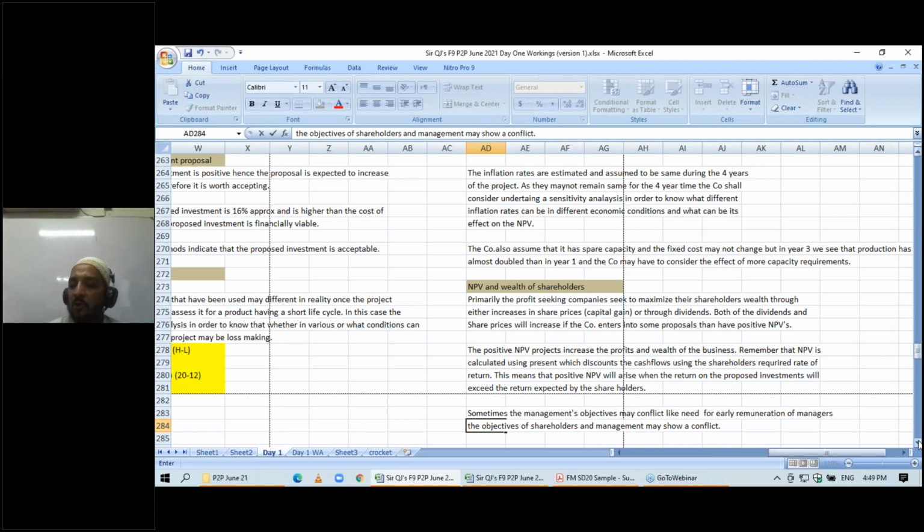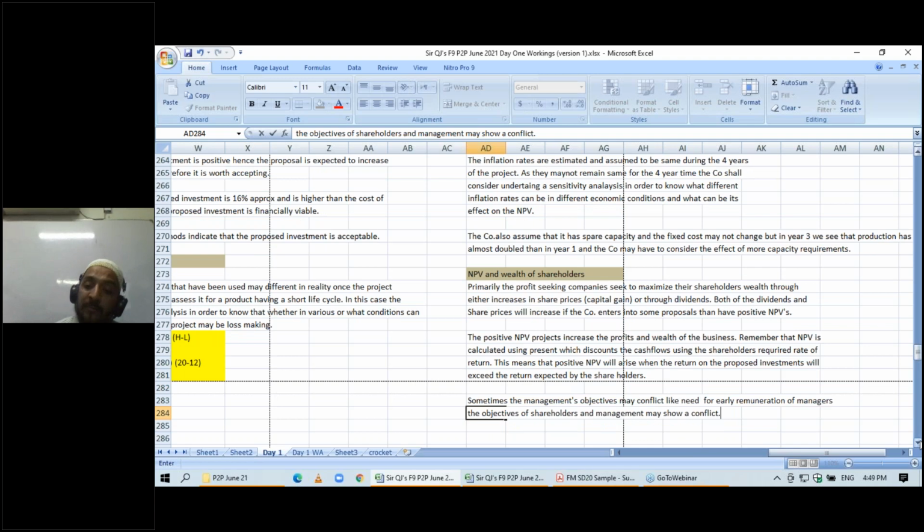Okay, so it may show a conflict, and sometimes this also happens, that managers may go for a negative NPV project in the short term for 4 or 5 years to gain a good market share. But that negative NPV may reduce the wealth in the near future, but in the longer term, it may snatch a good market share in the 4 to 5 years, and then after 5 years, it may gain a good NPV project, which may increase the share price very rapidly.